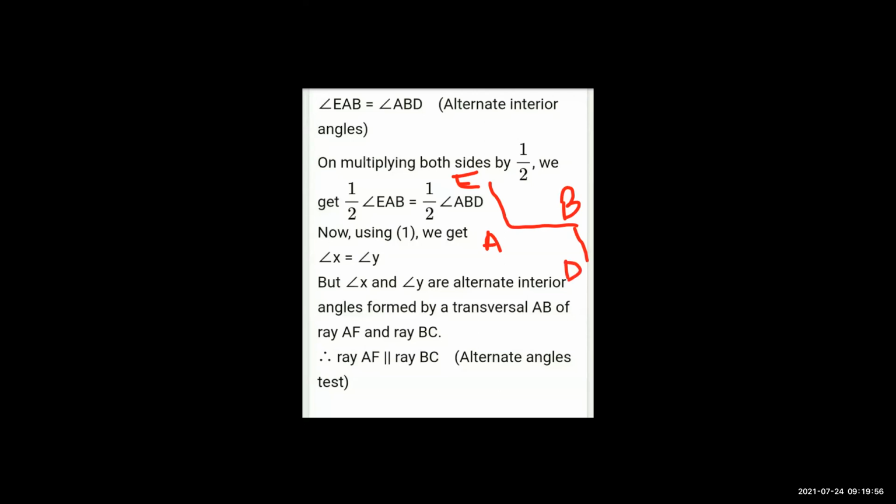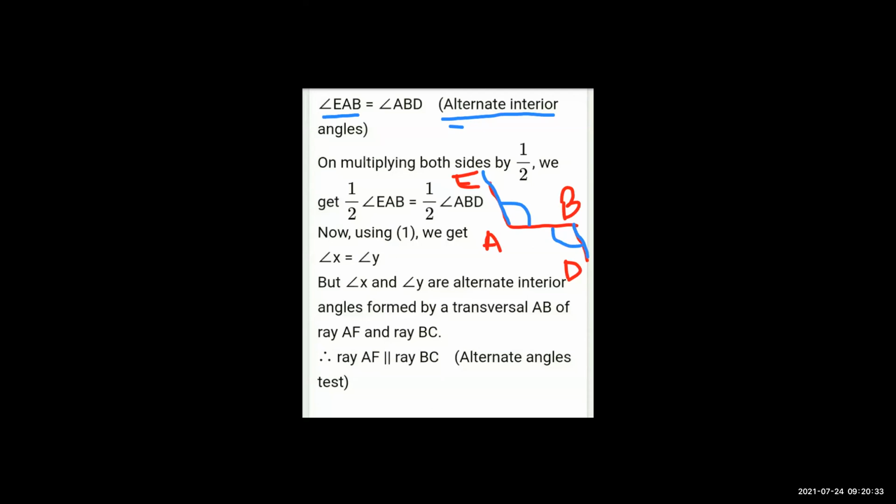Now, as EA is parallel to BD and AB is the transversal, these two angles, angle EAB and angle ABD, are the alternate interior angles.